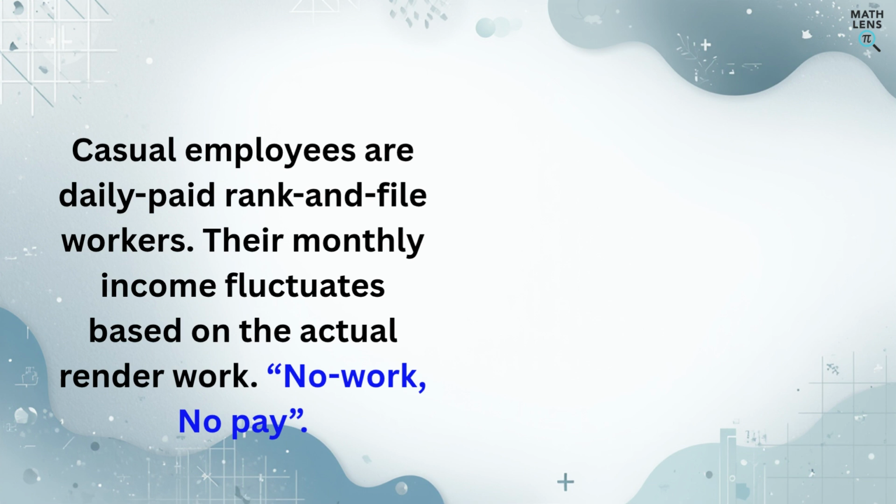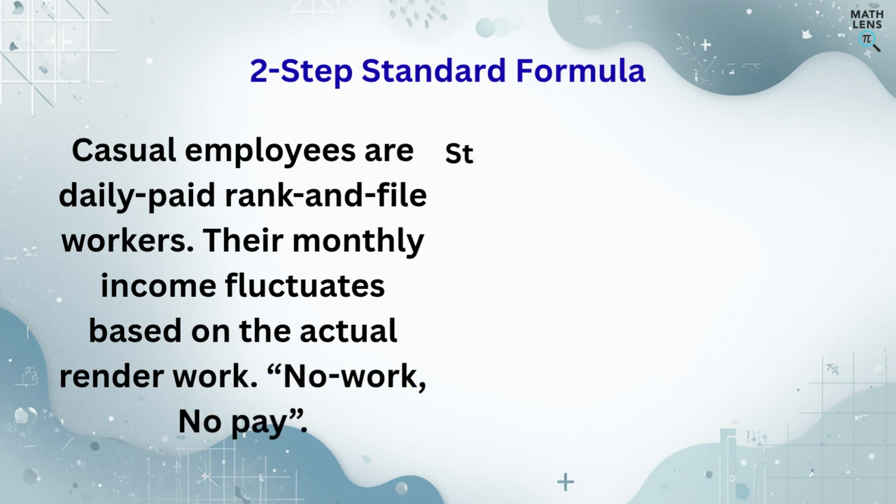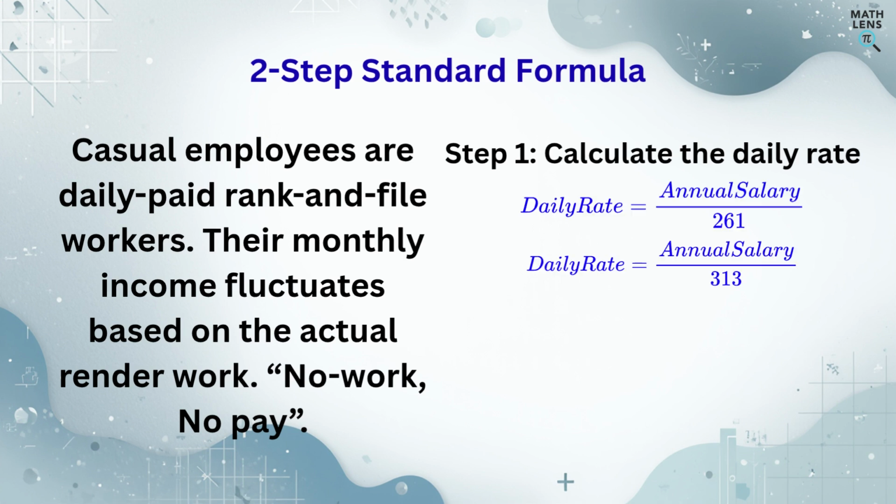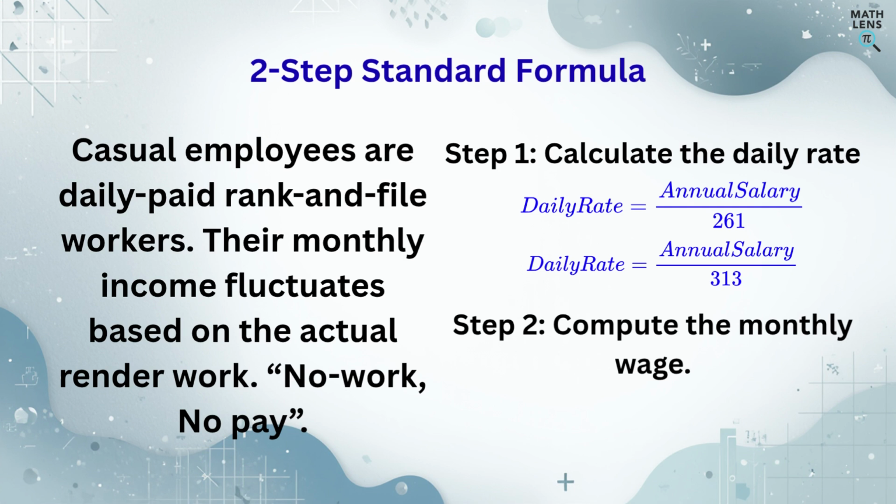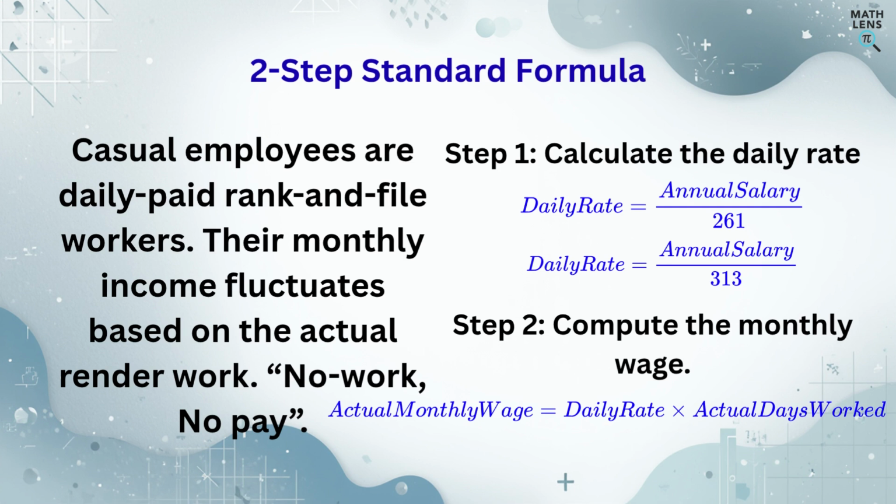To compute their wages, step 1: calculate the daily rate. The daily rate is calculated by dividing the annual salary by 261 days or 313 days, depending on the company's schedule. Step 2: compute the monthly wage. The actual monthly wage is determined by multiplying the daily rate by the number of days actually worked. Remember, understanding these steps is crucial for both employers and employees to ensure transparency and fairness in wage computation.